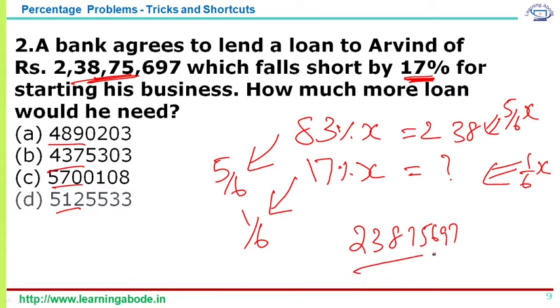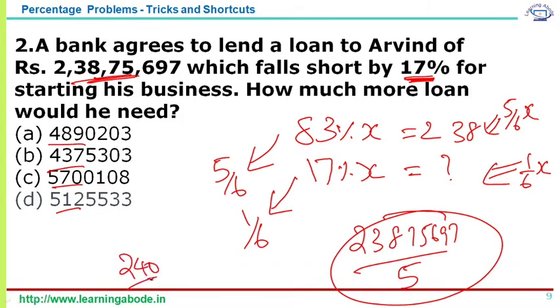Which means you just need this value divided by 5. That is what you need. Even this you can approximate: 240 by 5 is closer to 48 than any other number. So you can take answer option A as the answer. The core idea here is that instead of taking 17% and 83%, taking it as 5 by 6 and 1 by 6 really helps. Ultimately you're just going to divide the given value by 5 and get the answer, and even that you're approximating.